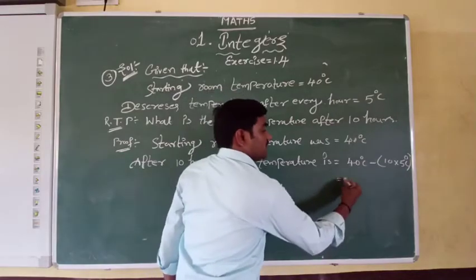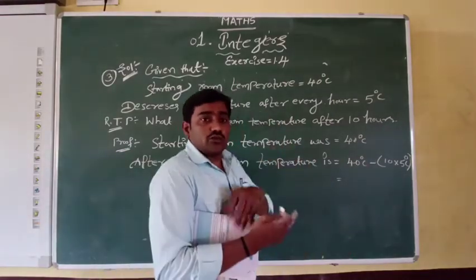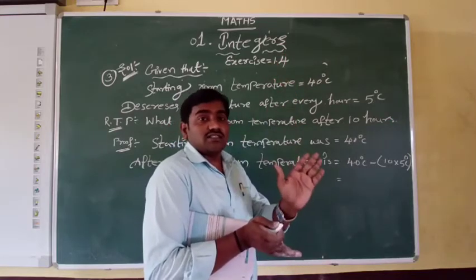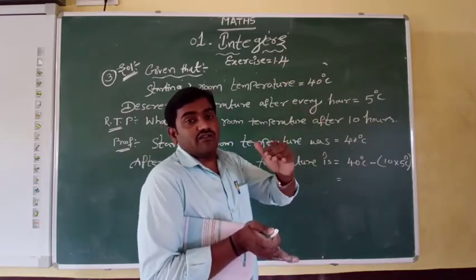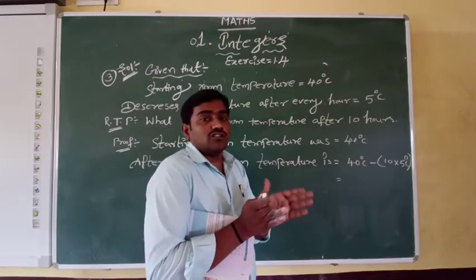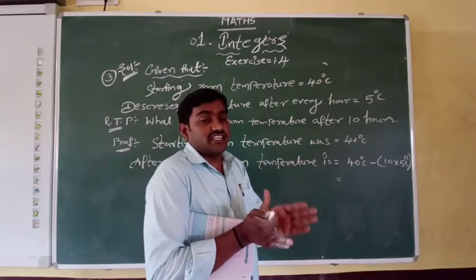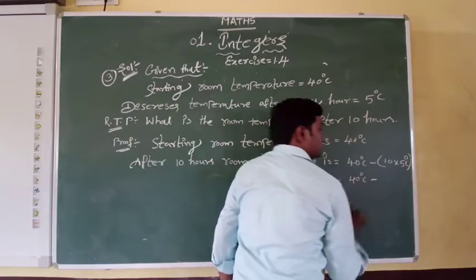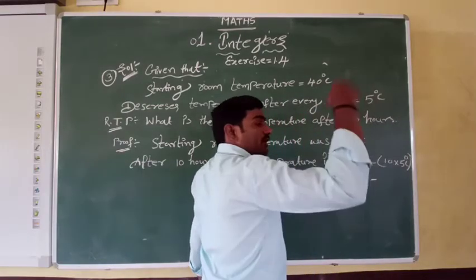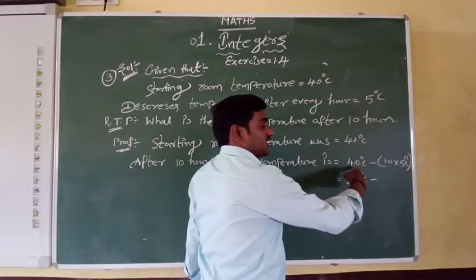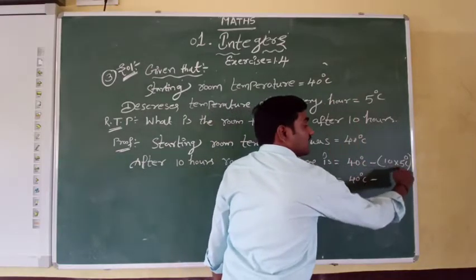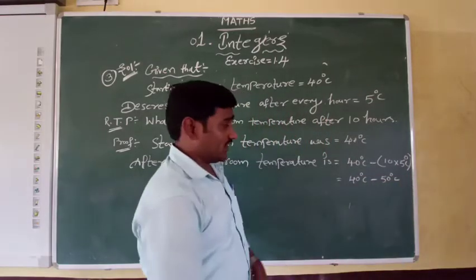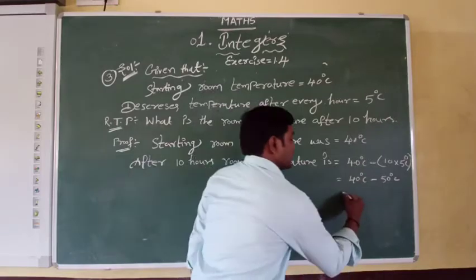So this is what we need to do. From the present temperature we need to subtract how many degrees centigrade are decreased. In 10 hours, each and every hour 5 degrees centigrade is decreased. So 10 hours into 5 degrees centigrade, 50 degrees centigrade are decreased. So at the starting the temperature is 40 degrees centigrade, minus after 10 hours 10 into 5, 50 degrees centigrade. So 50 degrees centigrade we need to subtract.